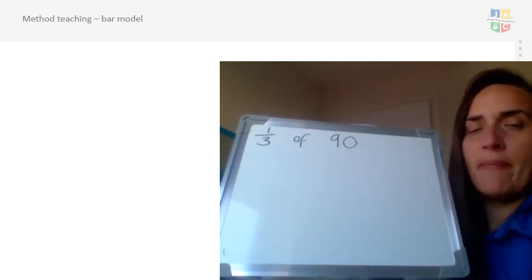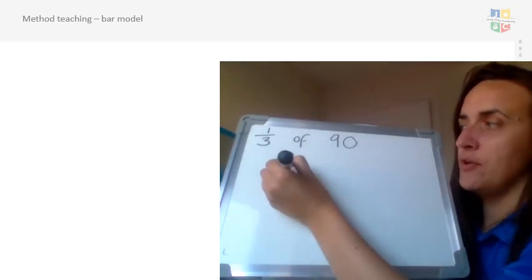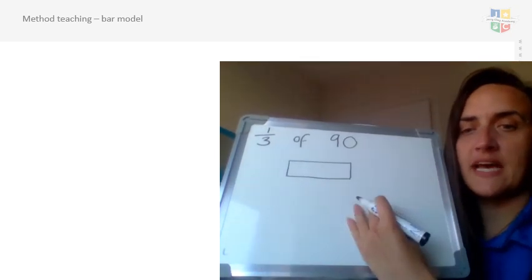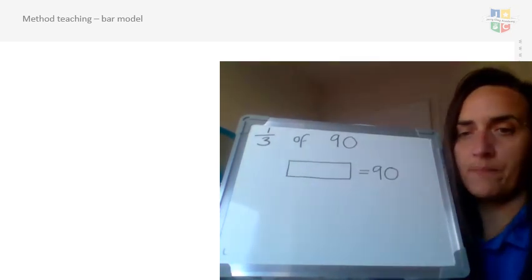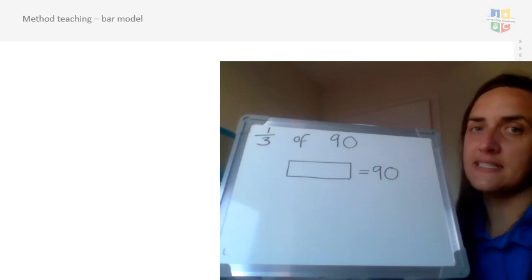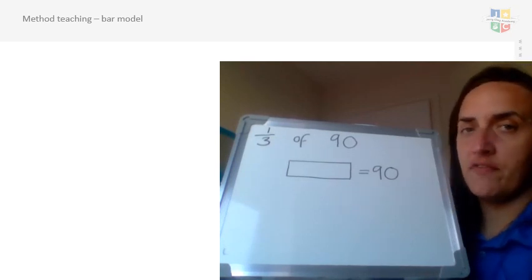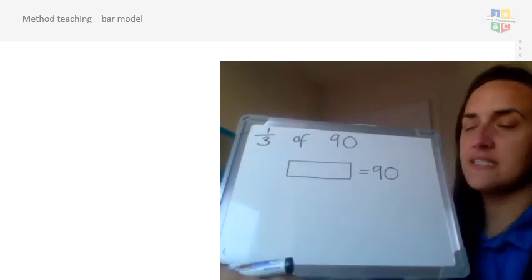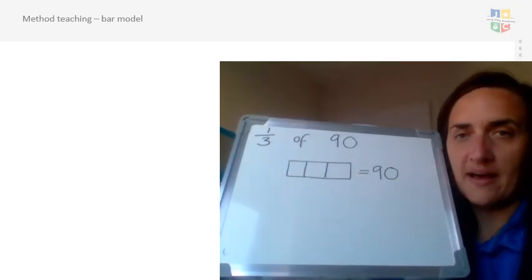So I've got a question on my whiteboard here, 1/3 of 90. So my bar model is here, but we know this time that my bar model is worth 90 altogether, not 1. That's the difference between what we've been doing so far and today's learning. Okay, I need to know what 1/3 of 90 is. Because we know that 1/3 means 3 parts, I'm going to split my bar model into 3 equal parts.